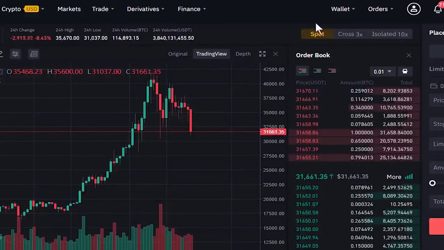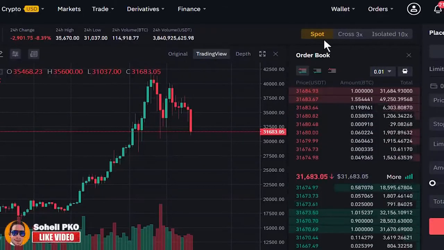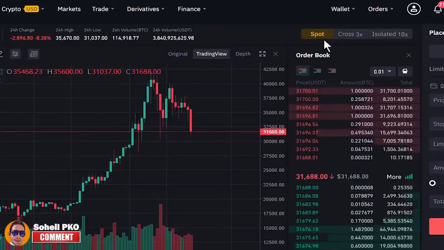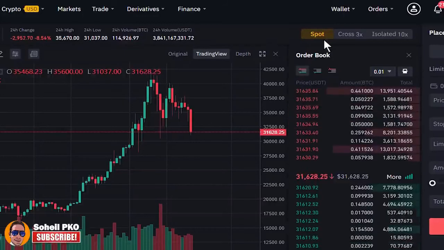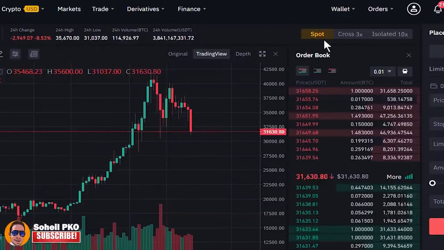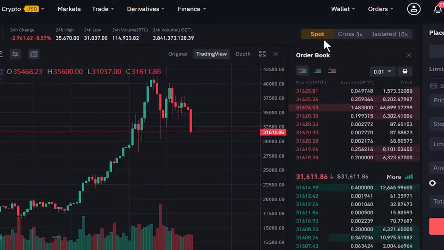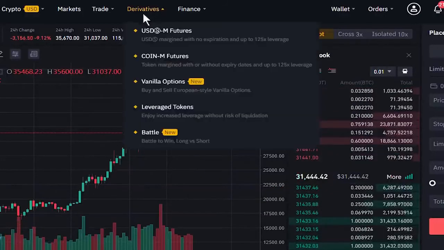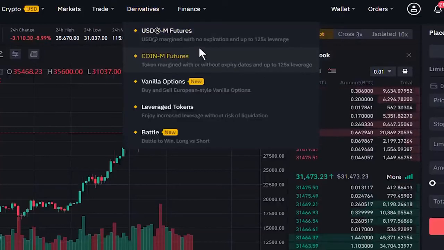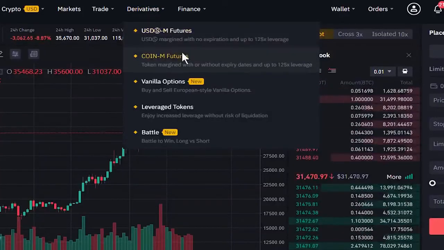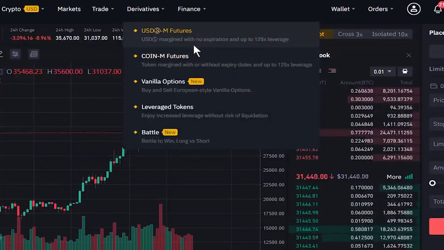In spot market, you can make profit only in one way, and this is when you buy Bitcoin, for example, and the Bitcoin price increases and you sell it for profit. But in futures market, you can make profit in both ways, whether the Bitcoin price rise or fall. Here in the menu bar, you can access Binance Futures Trading Platform, which is not the subject of this video, and in a separate video I'll explain it if you're interested.